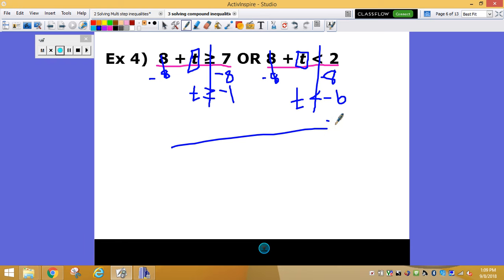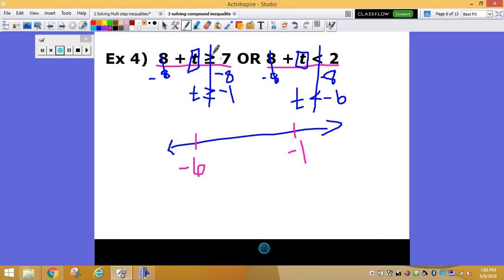Okay, let's graph. Remember on the other 3 problems, I never really stressed it, but I did say the smaller number comes first. Well, that's important in this one, because look at my numbers. I got a negative 1 and a negative 6. Which one is smaller? Negative 6. So I got to put the negative 6 first and the negative 1 second.